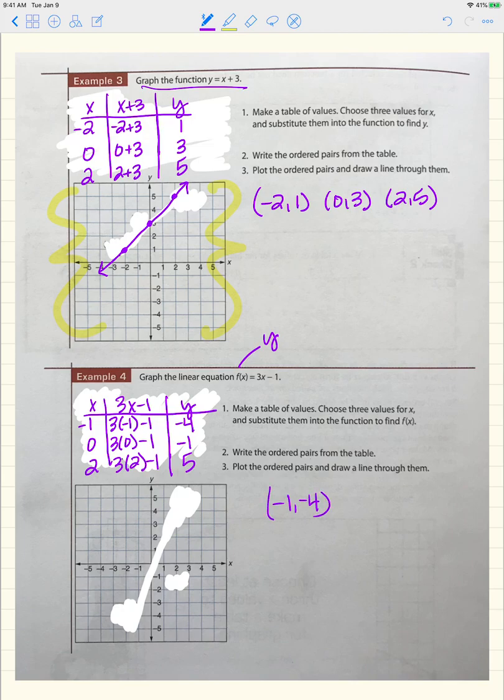-1, -4, 0, -1, and 2, 5. Go to your coordinate plane and graph your points. -1, -4, 0, -1, and 2, 5. Okay? We are not done. We have 3 correctly graphed points. Okay? But we're not done because we have to connect a linear function with a line. That's how we draw that. Okay? Now we're actually done.